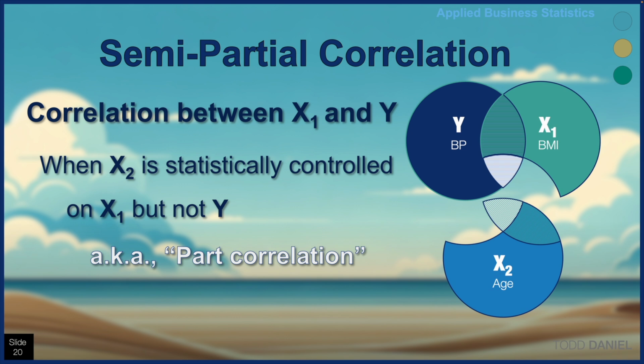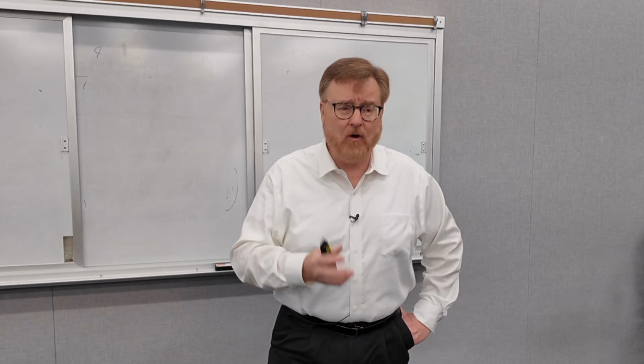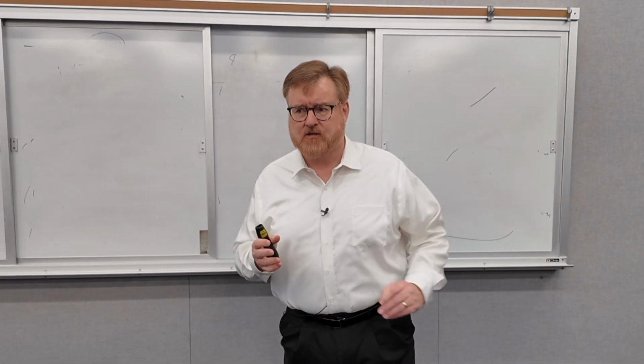Semi-partial correlation is the correlation between blood pressure and BMI when age is statistically controlled for BMI, but not for blood pressure. This is also called a part correlation. Part or semi-partial correlation, same idea, and the controlling for is going to be dependent upon what it is that we want to demonstrate with our model. We will be able to see both part and partial correlations when we do this example in JASP.